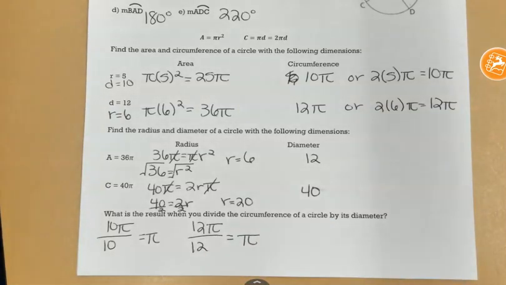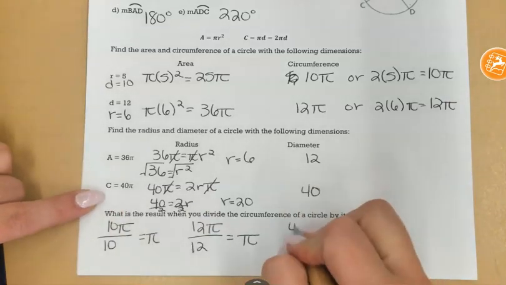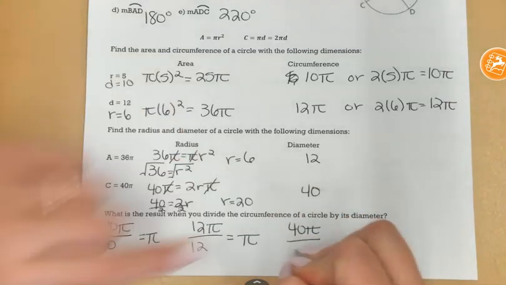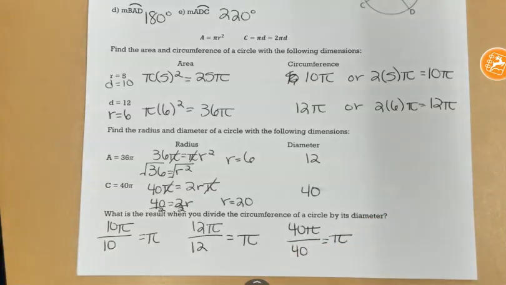Let's do one more just to see if the pattern sticks. On this last one, my circumference was 40 pi, and my diameter was 40. And what do you know? Again, I get pi. So what this tells me is the ratio of the circumference to the diameter of any circle will always be pi. And this concludes our notes from section 10.3.